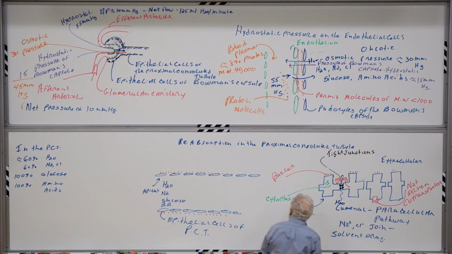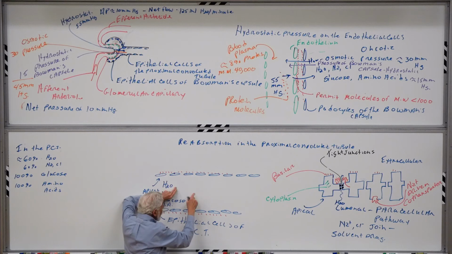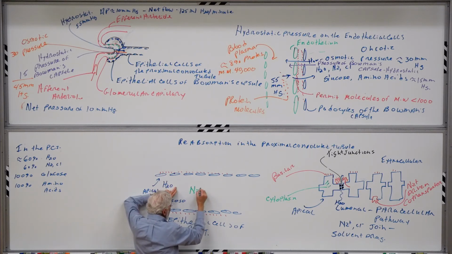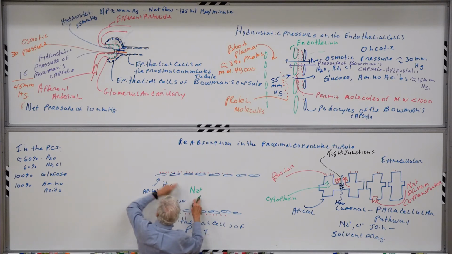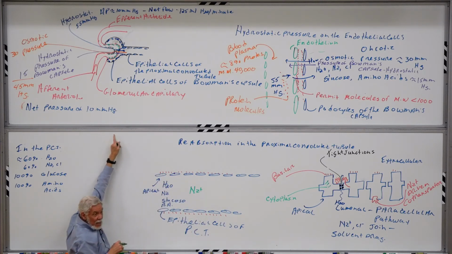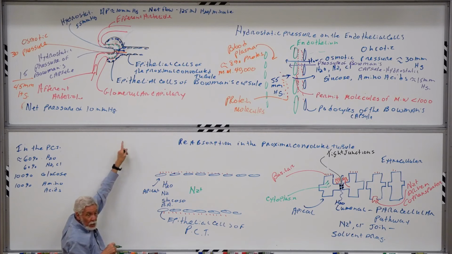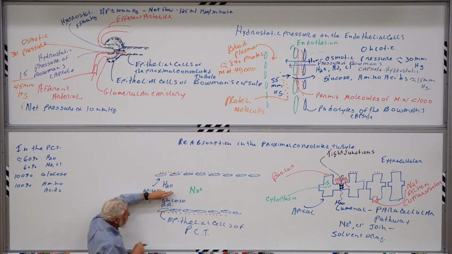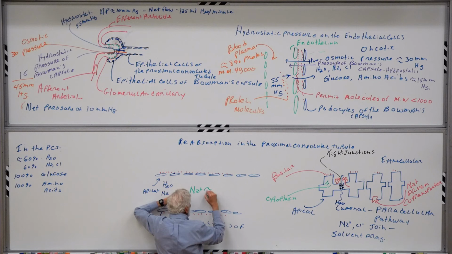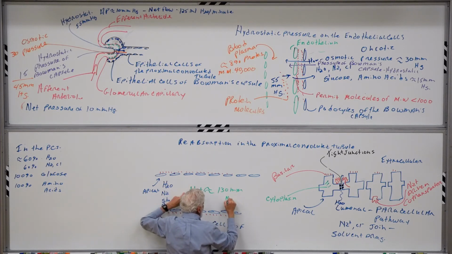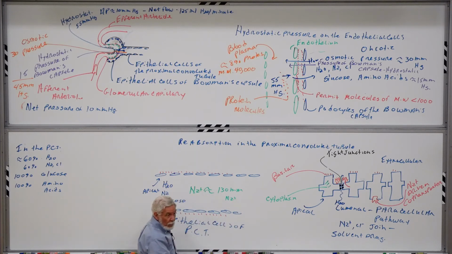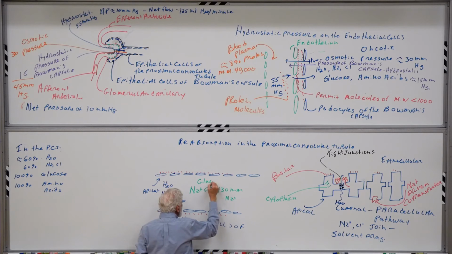Now remember that out here, we're going to have lots of sodium ions. We're effectively going to have probably almost as many sodium ions here as what we had in the blood coming into the glomerulus through the afferent arteriole. So the concentration of sodium out here is probably in the neighborhood of 130 or so millimolar sodium. So we have lots of sodium. We also have molecules of glucose and molecules of amino acids.